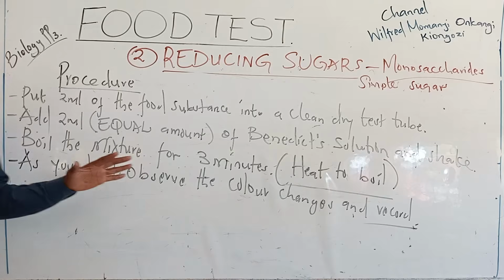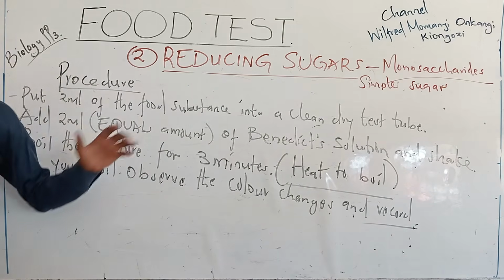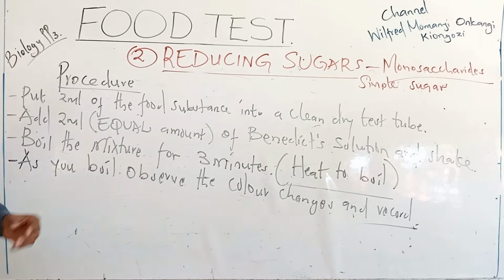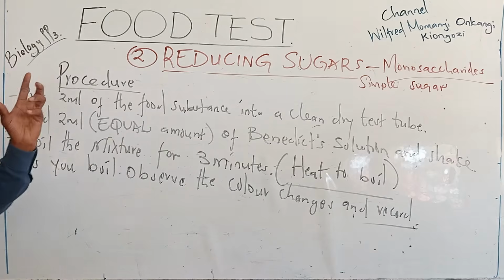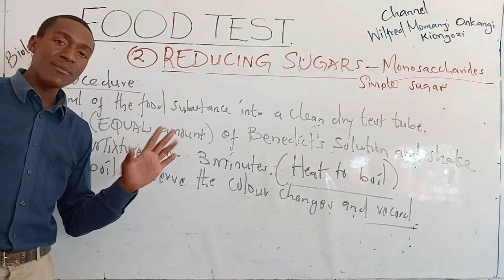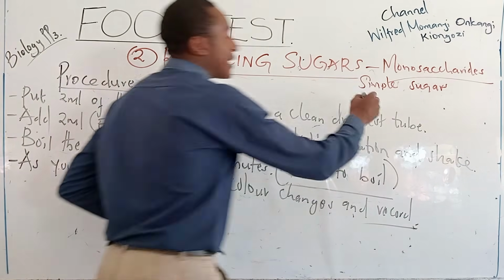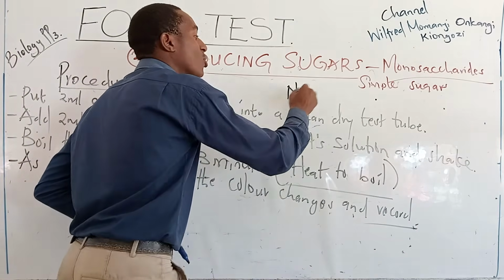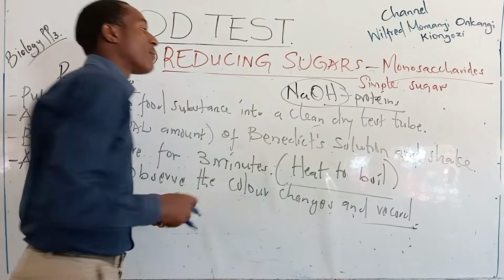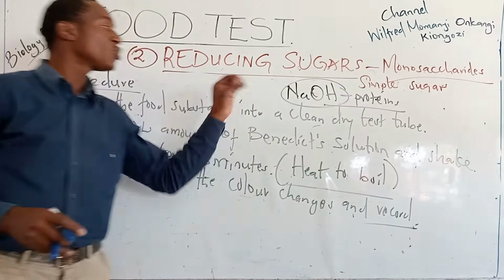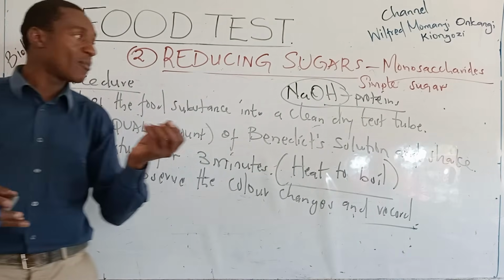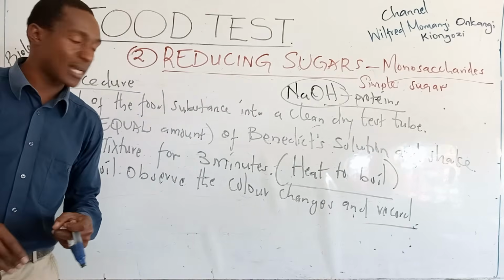Before I get out of the procedure here, I will take you back to the amount of chemical reagent. It is always good to indicate how much chemical reagent you're using. Same way, when we were doing starch, I told you 1 ml, half. There are only 2 chemicals where you use equal amounts. The first one is Benedict's solution. The other one is sodium hydroxide, used in testing for proteins. When we reach proteins, I will tell you we shall use equal amounts of sodium hydroxide and Benedict's solution with the food substance.